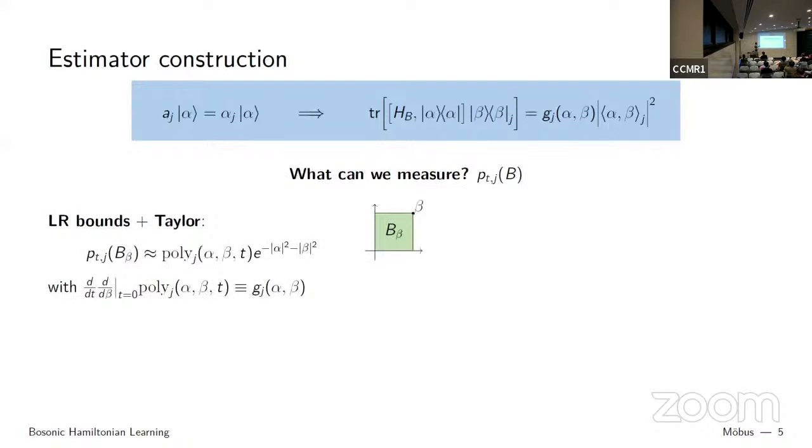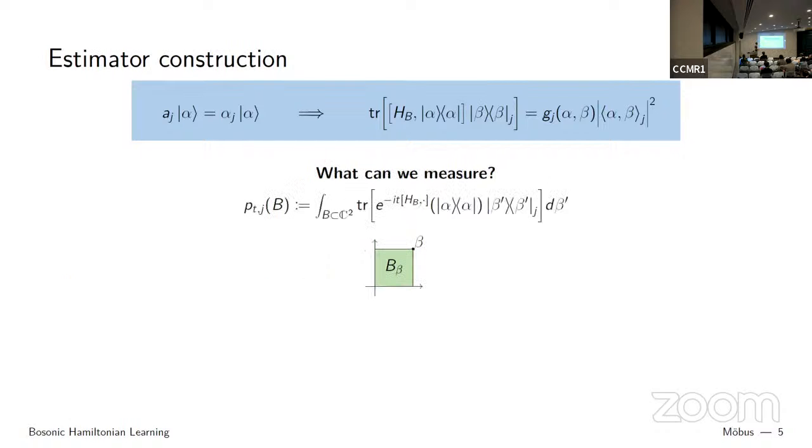So what we do is a strategy similar to the qubit case, which is that we approximate this output probability function by a polynomial. First, by a Lieb-Robinson bound to have some local evolution. Then we Taylor expand, so we get a polynomial. Again, up to some scaling, which we know, so it's not so important. And if we again differentiate in t and beta, we get back this G. And the G is the information we need to get the coefficients.